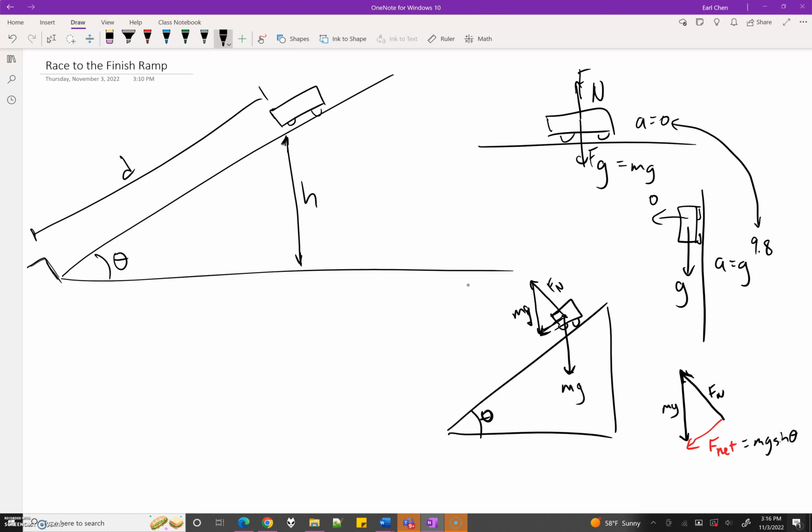We know that this angle is theta, it's the angle of incline, and we can measure this. Okay, we can measure this, and if we have a right triangle that looks like this, and this is theta, then we know that this angle is 90 minus theta.